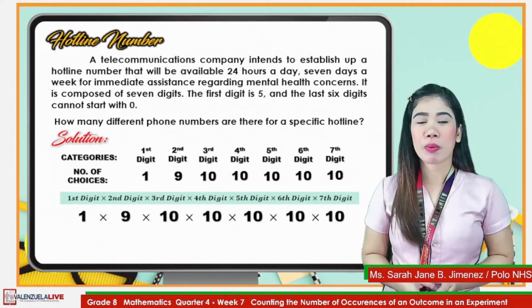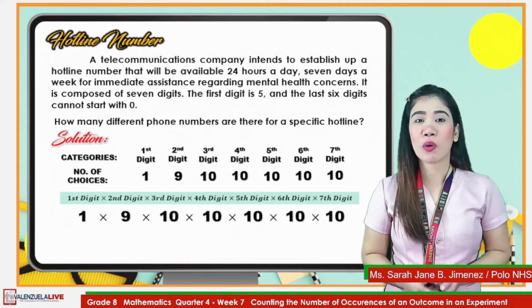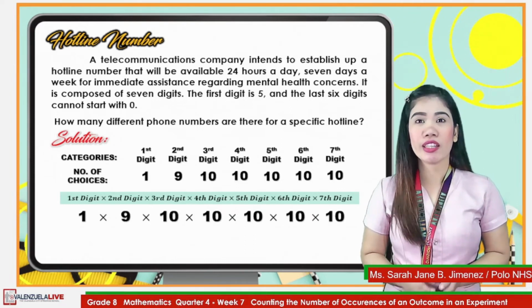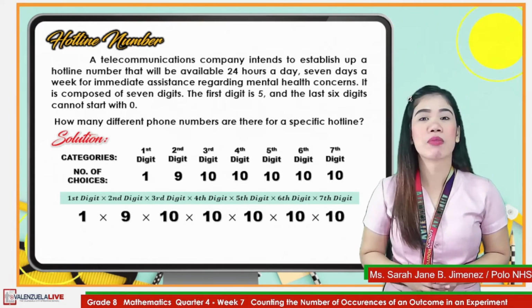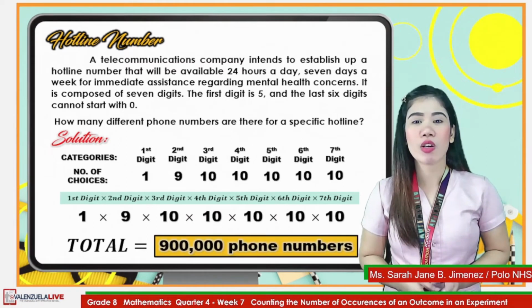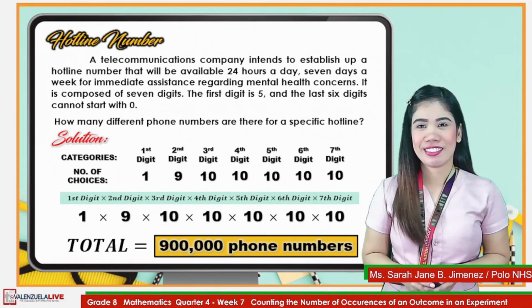Using the counting principle, the total number of possible phone numbers for the specific hotline is given by 1 times 9 times 10 times 10 times 10 times 10 times 10, or 900,000 different phone numbers.